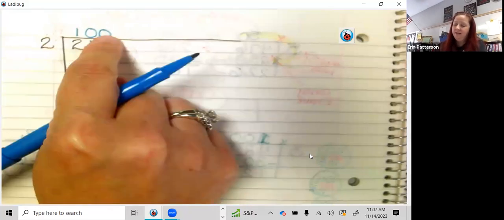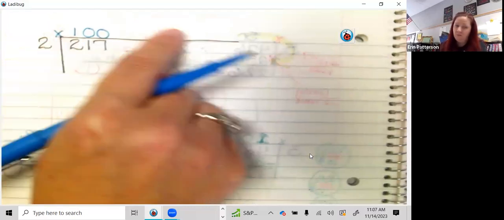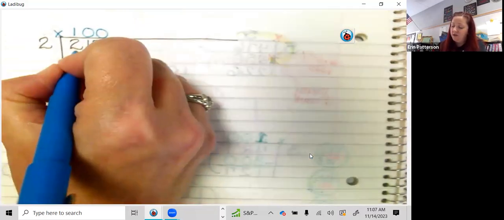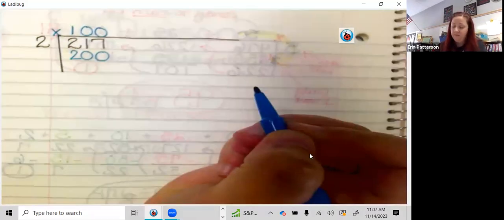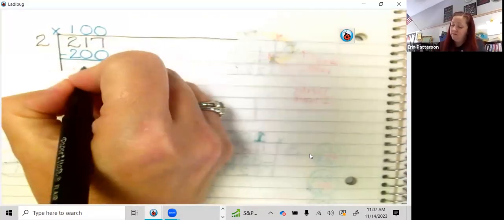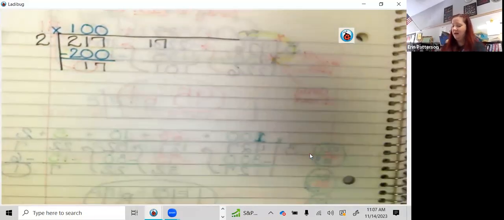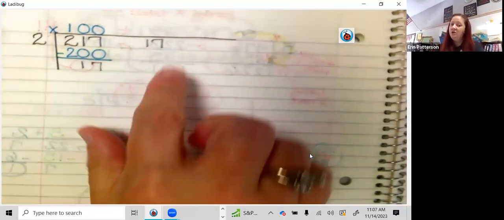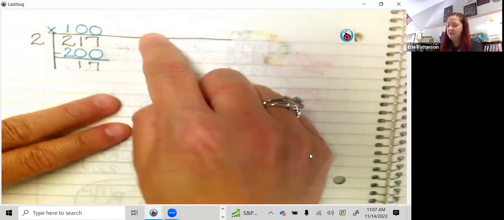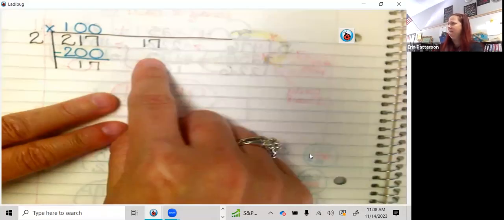Okay, 100 times 2. I always try and write this multiplication to remind myself that when it swoops around, I'm going to multiply. 100 times 2 is 200. When I subtract, I'm left with what, guys? 17. So I still have 17 pieces of candy that I can go into. I'm down to a 2-digit number. Could I do 10 up here? So 10 times 2 would be 10, 20. Can I do 20? No.